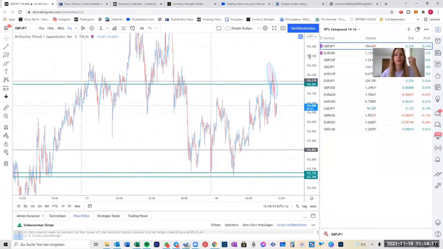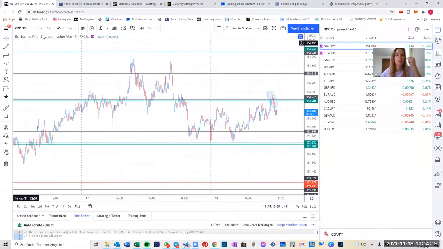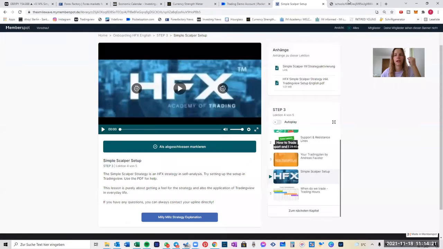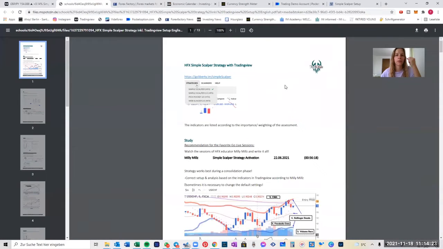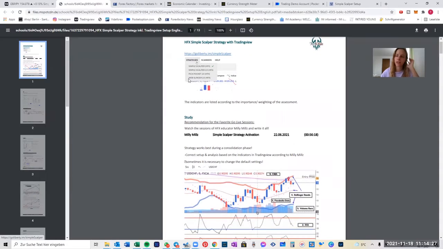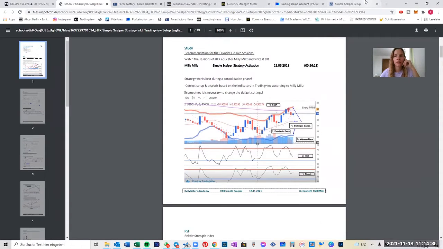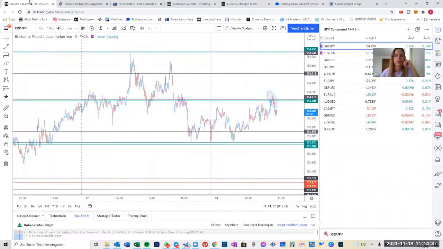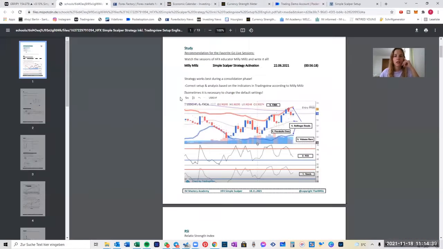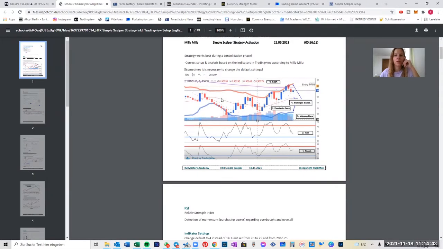So now we are going to set up this stuff. I take my handout. We are working through this a little bit. Here you see the explanation again for activating the strategy. Here also the study lesson I recommend in the course and lesson. Then we start with the strategy.